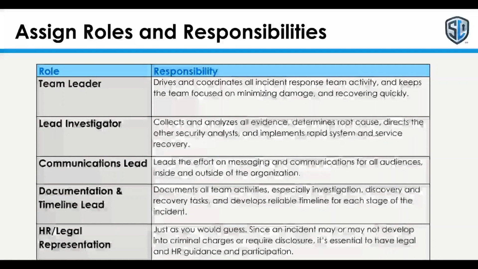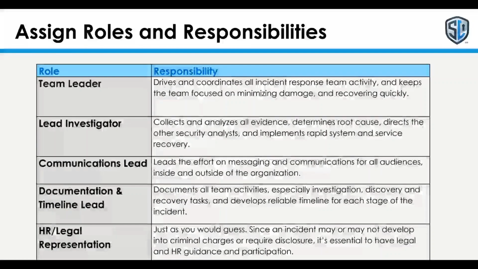So one, a breach might develop into criminal charges, but two, more likely, it could require disclosure. ECCs have personally identifiable information, and most states have laws, and it is likely that nationally we will have a law within the next 3 years or so that require disclosure of breaches of personally identifiable information. If that gets lost, you have to tell people. It's essential to have legal and HR guidance and participation.